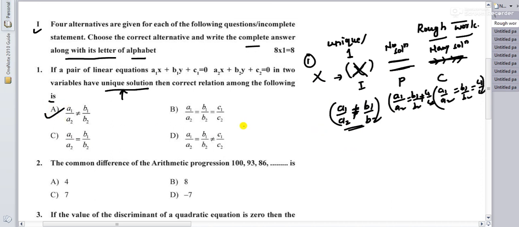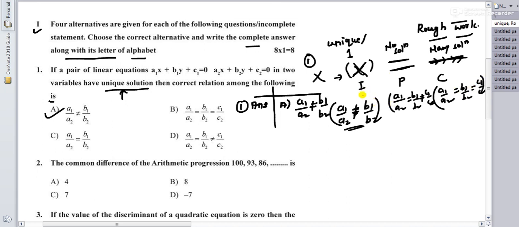Okay, so in the exam you have to write like this. Question number 1, answer is, the line provided will be like this. Here you can write option number A, a1 by a2 not equal to b1 by b2. Got it? Now sometimes they will ask questions like whether they are consistent, inconsistent or not.